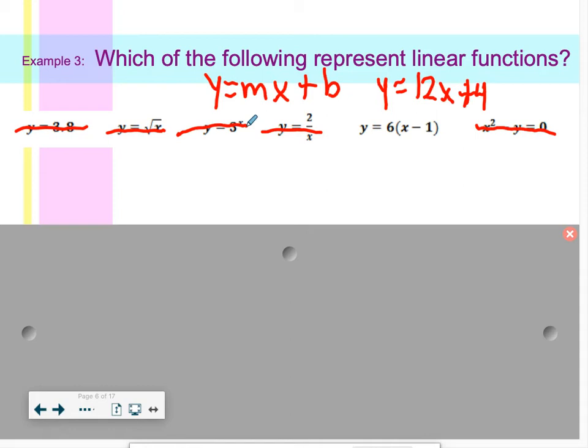Can I distribute that 6? Yeah. Let's distribute that 6. Oh, look how nice that is. What's 6 times x? 6x. What's 6 times -1? -6. Now, does this kind of match that form? Yeah. So this is the only one that works.